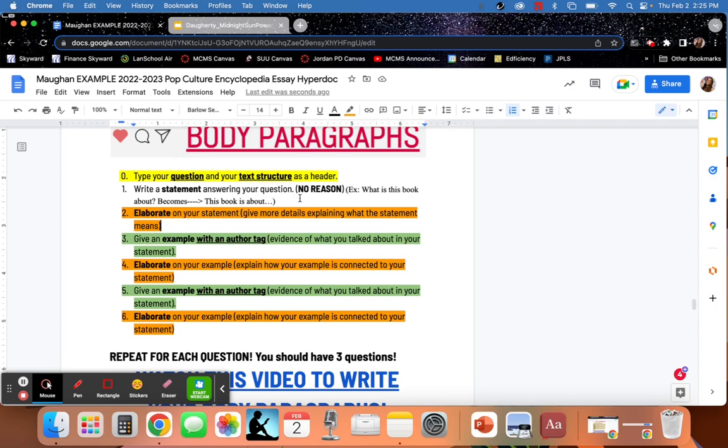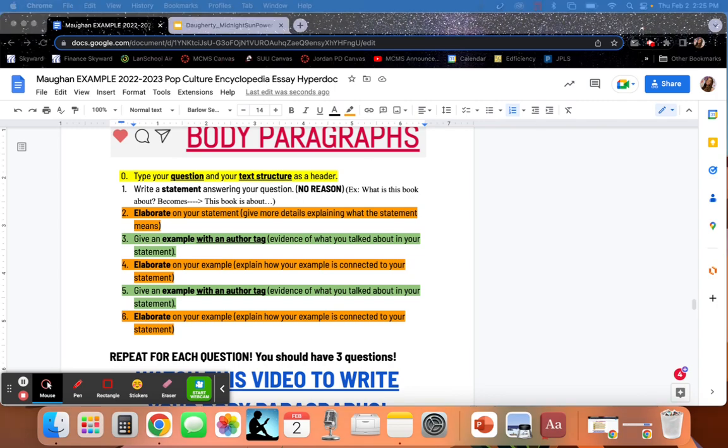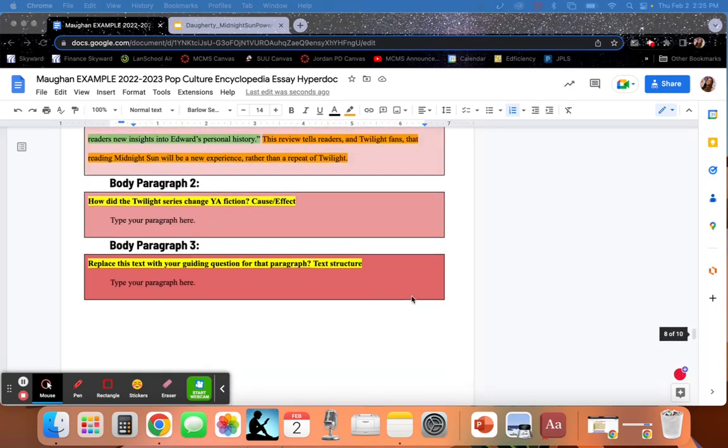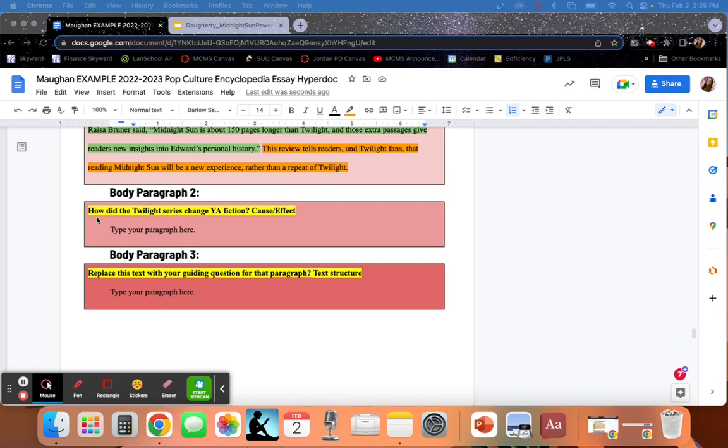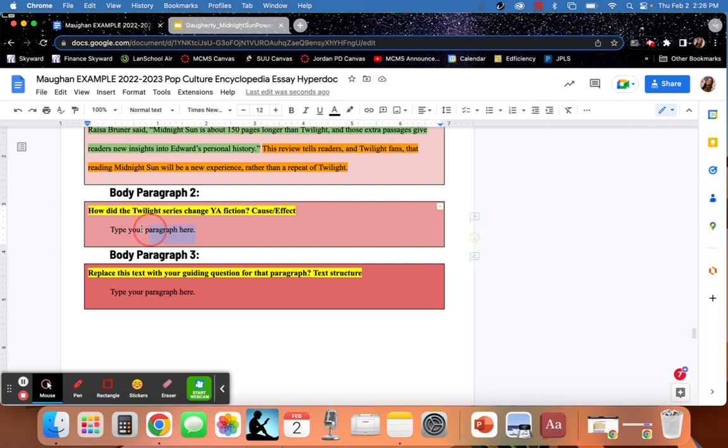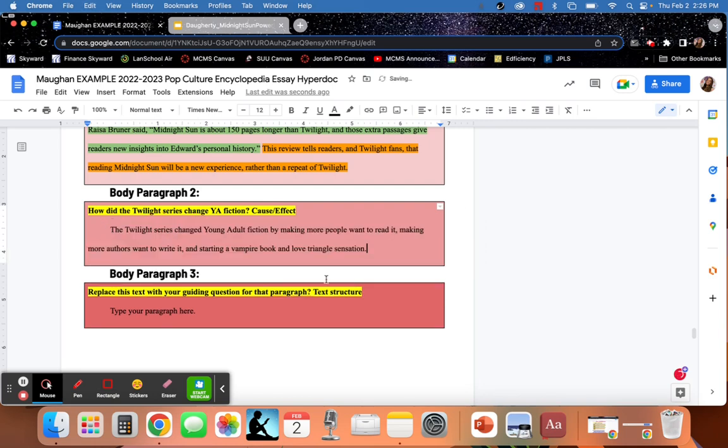Okay, next sentence is going to be a statement answering the question that you just asked. This will not be highlighted. So my question is, how did the Twilight series change young adult fiction? I'm going to change it to the Twilight series changed young adult fiction, and then I'm going to finish answering that question. So mine says, the Twilight series changed young adult fiction by making more people want to read it, making more authors want to write it, and starting a vampire book and love triangle sensation. None of that is my opinion. I learned all of that from my research.